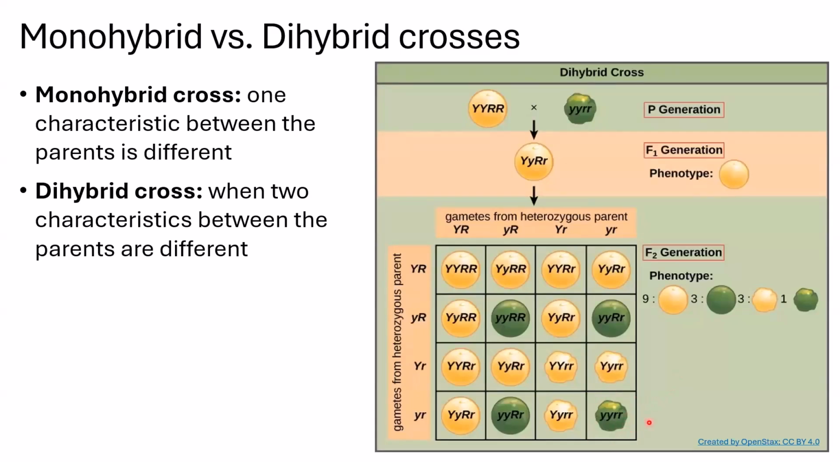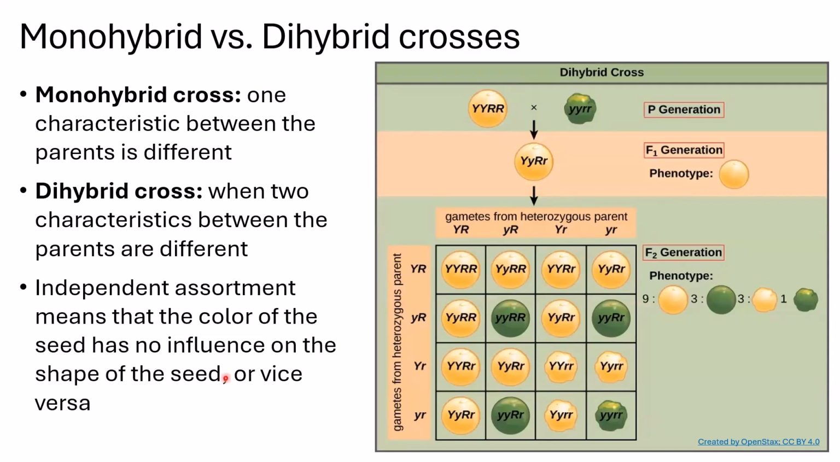An important point is that due to independent assortment, the seed color has no influence on the seed shape, or vice versa. They would be on 2 different chromosomes, so inheriting one does not affect how the other is inherited.